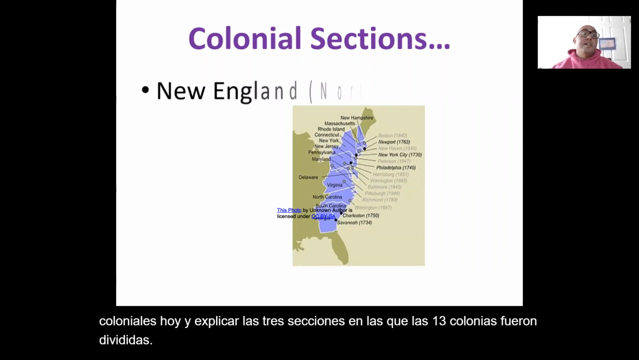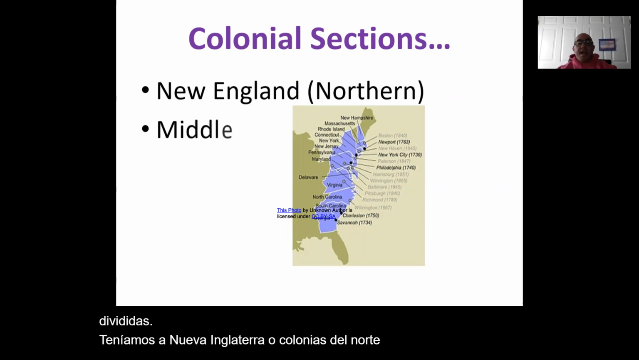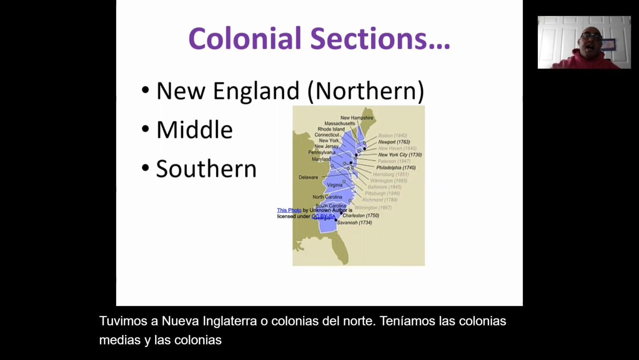We had the New England or Northern colonies, we had the middle colonies, and we had the southern colonies. So these 13 colonies highlighted in blue are broken down into the northern, middle, and southern.